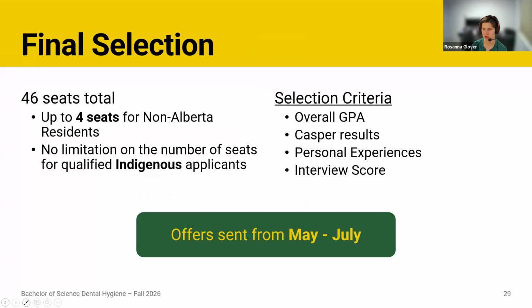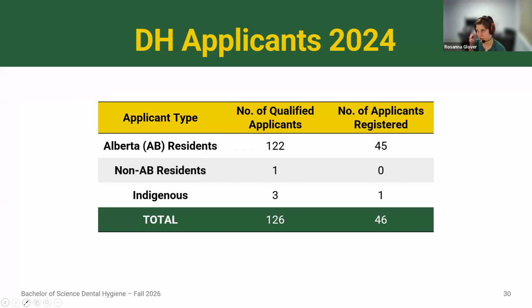For our final selection, we have 46 seats total for this program, with up to 4 seats for non-Alberta applicants, and no limitation on Indigenous applicants. The selection criteria, in addition to the GPA and Casper, also includes the personal experiences and interview score, with offers being sent from May to July. To give you an idea of how many qualified applicants we have for this program, we had 126 last year and took the 46.